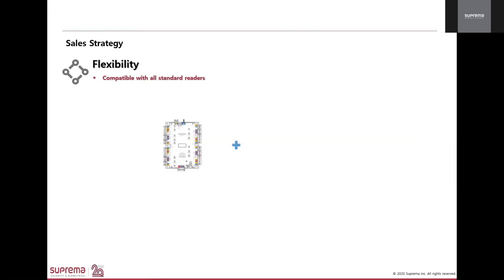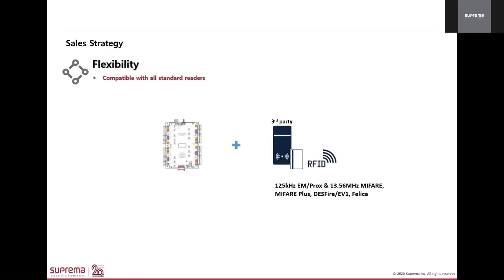So another aspect of the CoreStation and our system, from a sales standpoint, is the flexibility, where we're compatible with all standard readers. So if you have any HID readers that support Wiegand, then you can definitely add those readers to our CoreStation as long as they support the EM cards of 125 kilohertz or a prox card. And then also you have the MIFARE card, which is 13.56 megahertz, as well as MIFARE Plus and DESFire EV1. These readers could definitely Wiegand back to the CoreStation and be applicable to work as well.